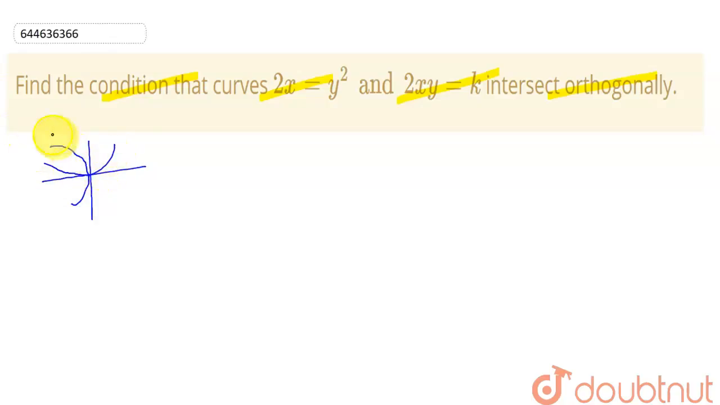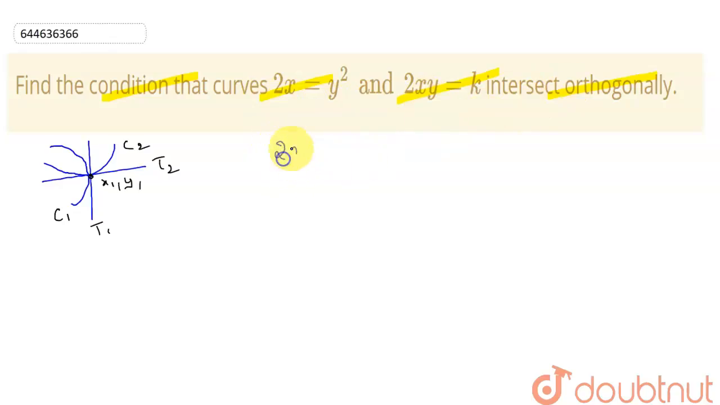See, this is my curve 1 and this is my curve 2, intersecting at a point (x1, y1). Let's say this is the tangent drawn to curve 1 as t1 at this point (x1, y1), and the tangent to the second curve as t2. As these curves are intersecting orthogonally, these tangents will be perpendicular to each other as well. Now we can find the slope of the tangent through the curve equation.